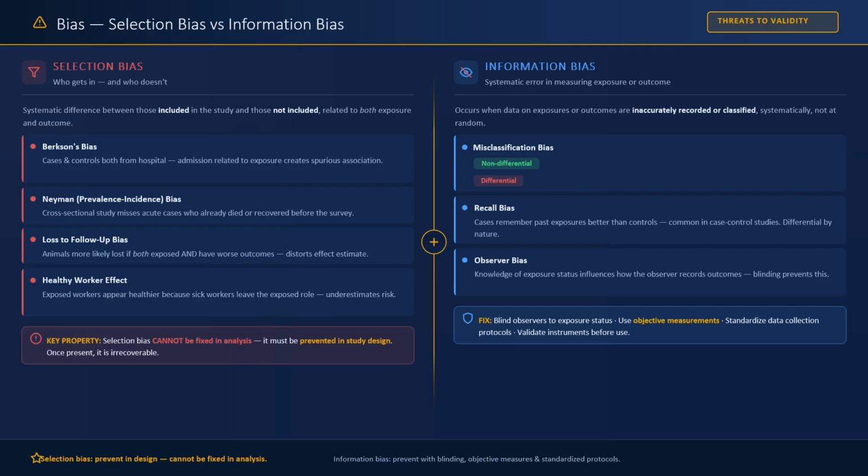The fixes differ, and this is the exam point. Information bias is preventable through blinding, objective measurements, standardized protocols, and validated instruments. Selection bias cannot be fixed in analysis. It must be prevented in the design. Once it's baked in, it's irrecoverable.